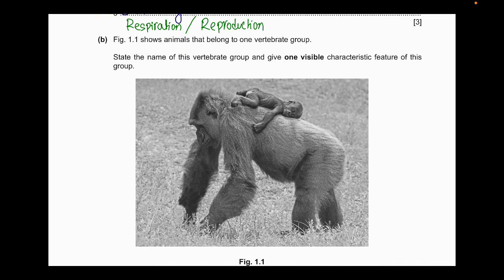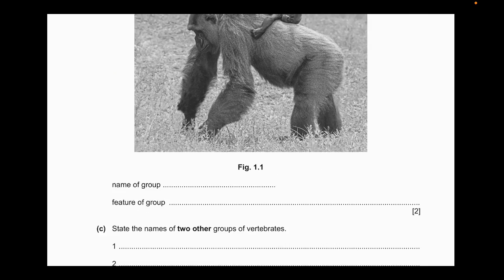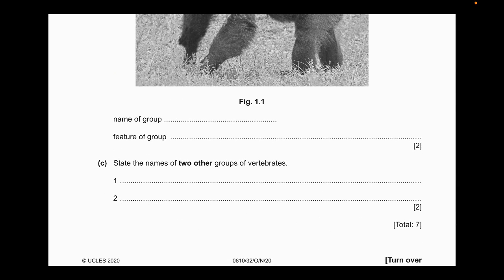Next question. Figure 1.1 shows animals that belong to one vertebrate group. State the name of this vertebrate group and give one visible characteristic feature of this group. So we can see that this is mammals. So name of the group will be mammals. And one visible feature that we can see very nicely is hair, or we can say we are seeing external ears.